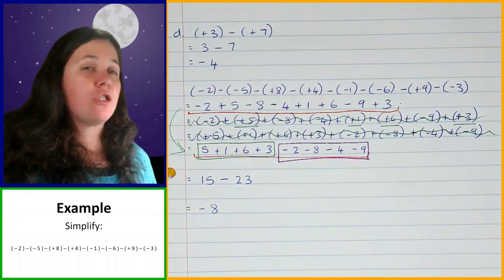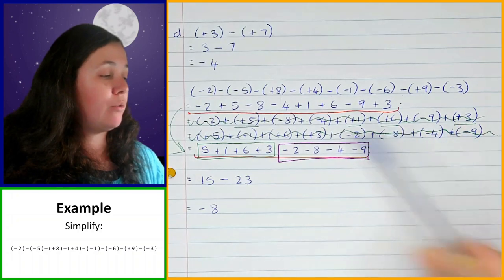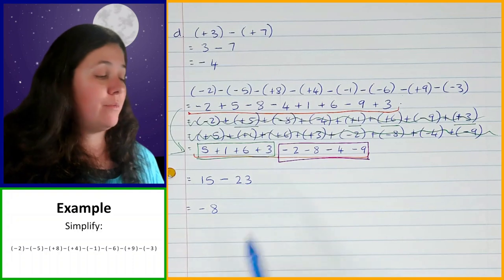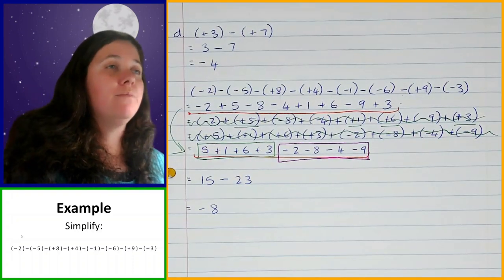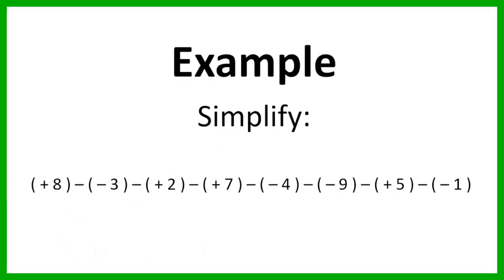So now we're going to do another example where we're going to do the same thing, but we're not going to put in this whole step here. We're just going to move the numbers around, keeping the signs with the numbers. Okay, so the next example we're going to do is positive 8 minus negative 3 minus positive 2 minus positive 7 minus negative 4 minus negative 9 minus positive 5 and minus negative 1.